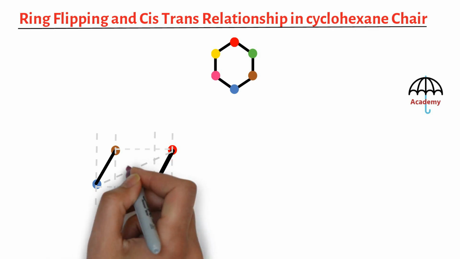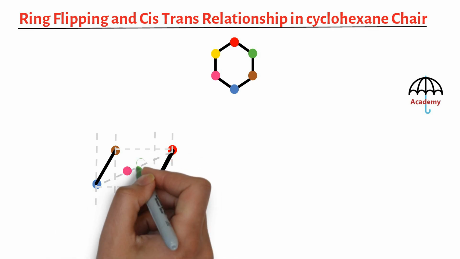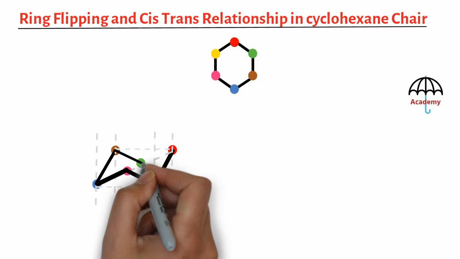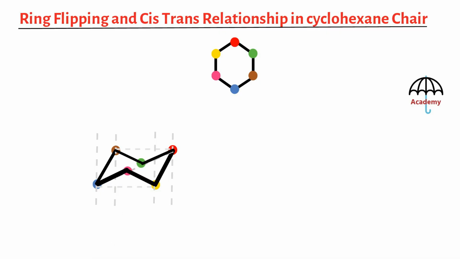Imagine this diagonal line and draw the remaining two dots on this diagonal as per their connectivity in the planar ring. The two dots should be slightly offset, so that their center is the midpoint of the diagonal. Connect these two and these two dots, so that two parallel offset lines are formed. Now connect these two dots and these two dots. Notice that these four dots appear on the same line. This makes the chair form of the cyclohexane ring.